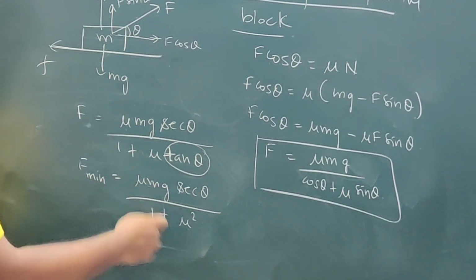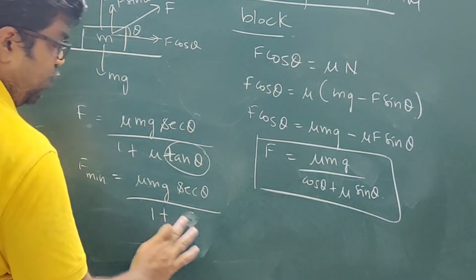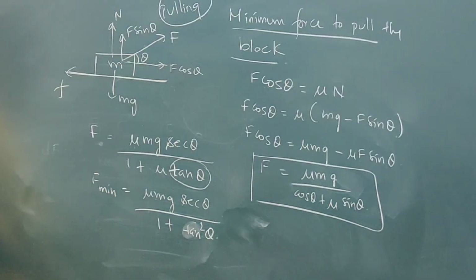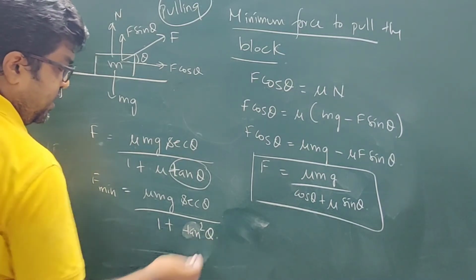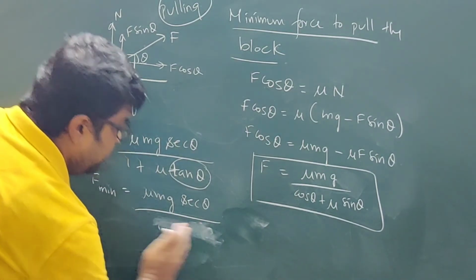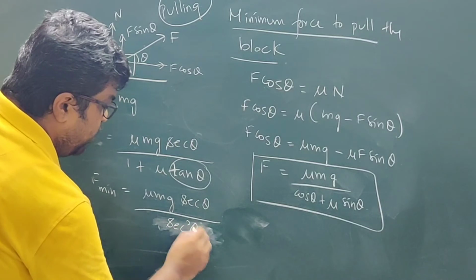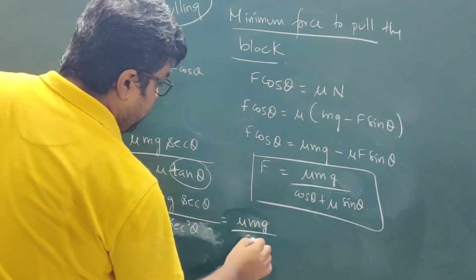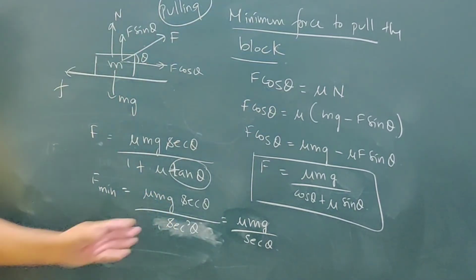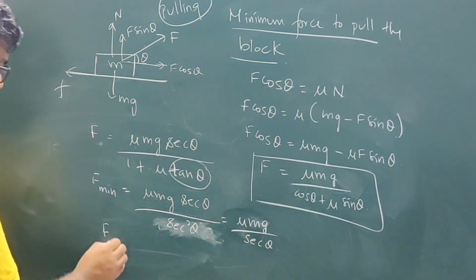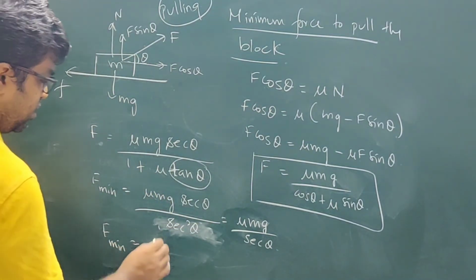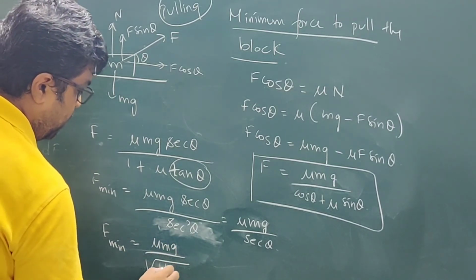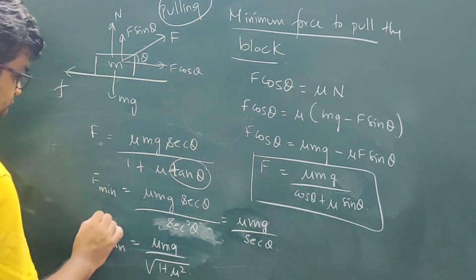Now I can rearrange this, like 1 plus mu square can be replaced by 1 plus tan square theta, which is sec square theta. So this is mu mg by sec theta. Now sec theta can again be replaced in terms of tan theta. So this is mu mg divided by square root of 1 plus mu square.